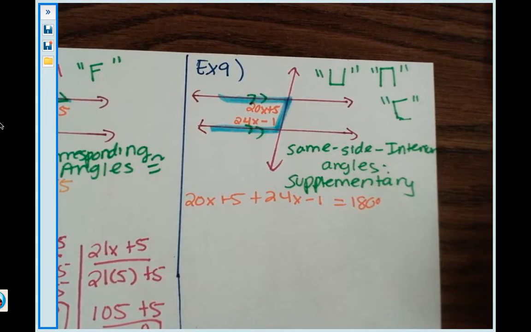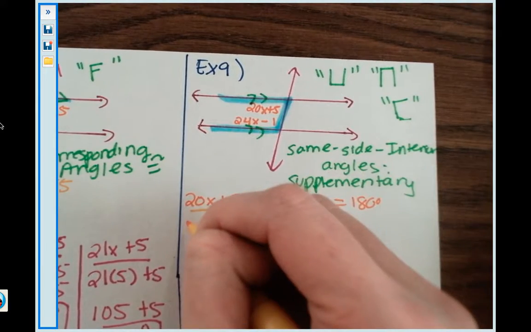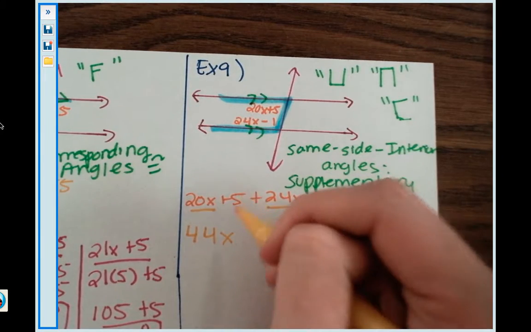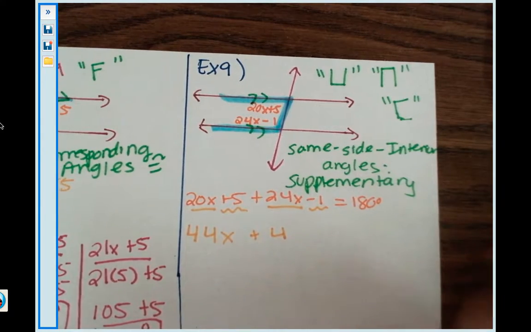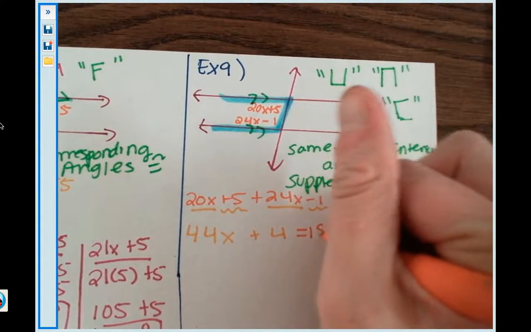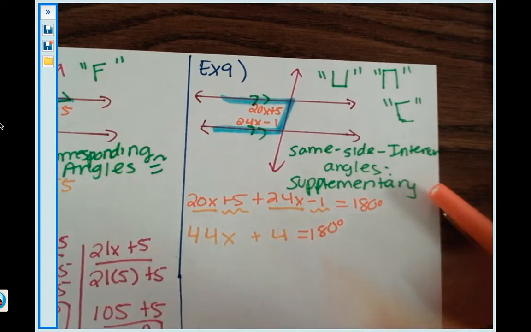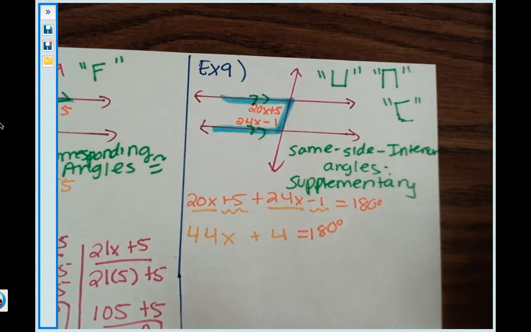All right, let's combine our like terms, combining my x's first. 20x plus 24x gives me 44x. And then the ones without the x's, 5 minus 1, gives me a positive 4. So 44x plus 4 equals 180. All right, let's keep solving. Now I need to get x by itself. I'm going to bring my 4 to the other side by subtracting 4 on both sides.